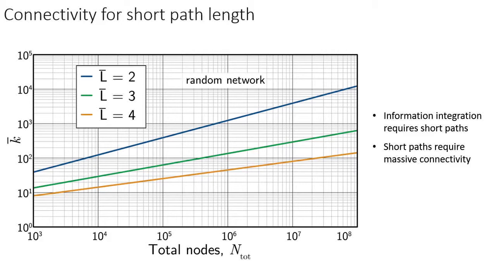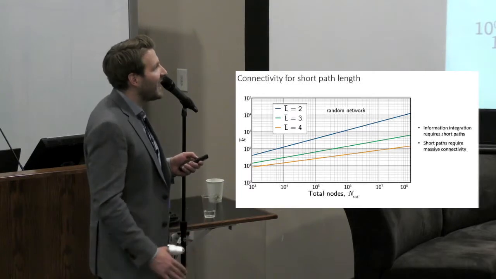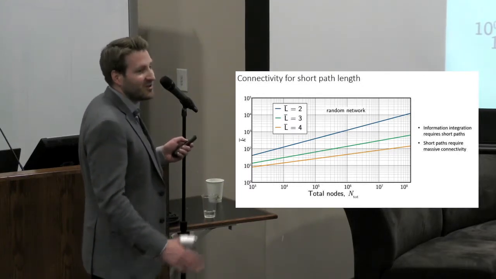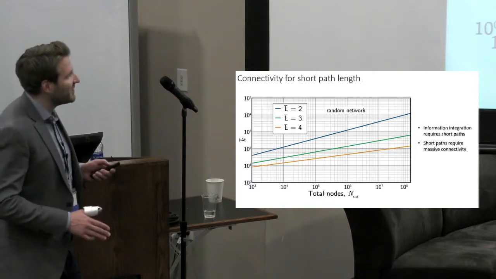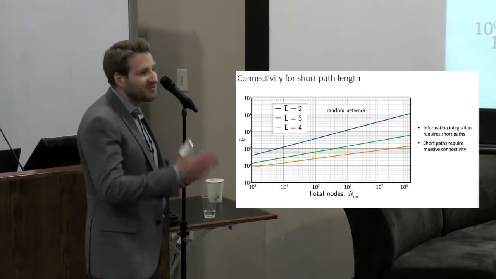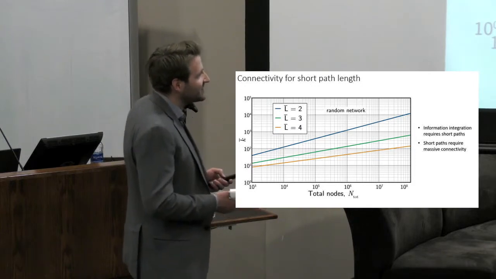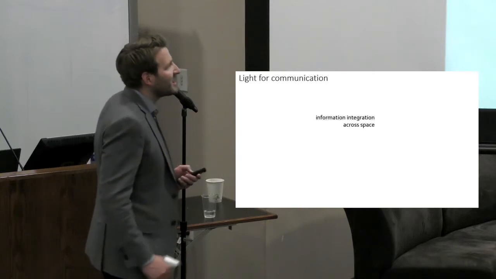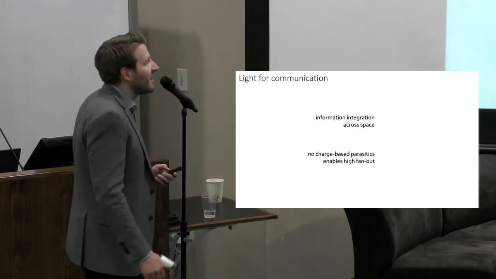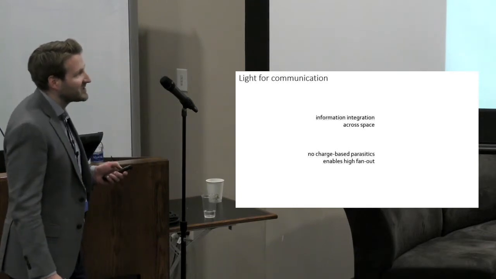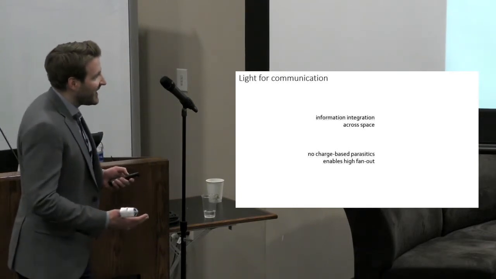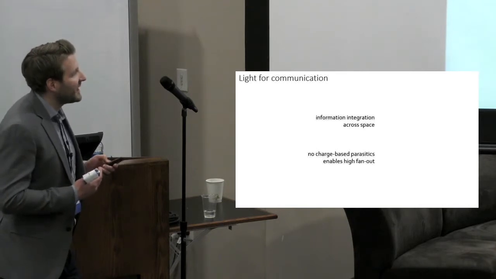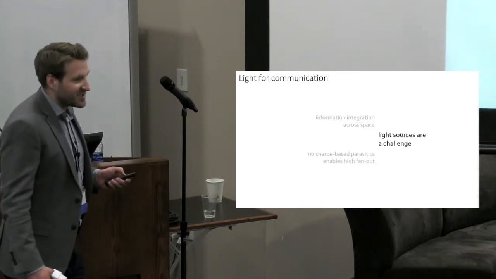So I'm talking about why we need light for communication, and I'm arguing that information integration, efficiently exchanging information across the network, requires a short path length, and that requires very high degree nodes, 10,000 connections per node. Maybe this isn't news to this audience. There are different ways to achieve this, address event representation, other things. But this is central to our decision to use light for communication. We want to be able to efficiently integrate information across space, and we don't want to have to deal with charge-based parasitics like capacitance and resistance. So that's why we choose light for communication. But light sources are a challenge.